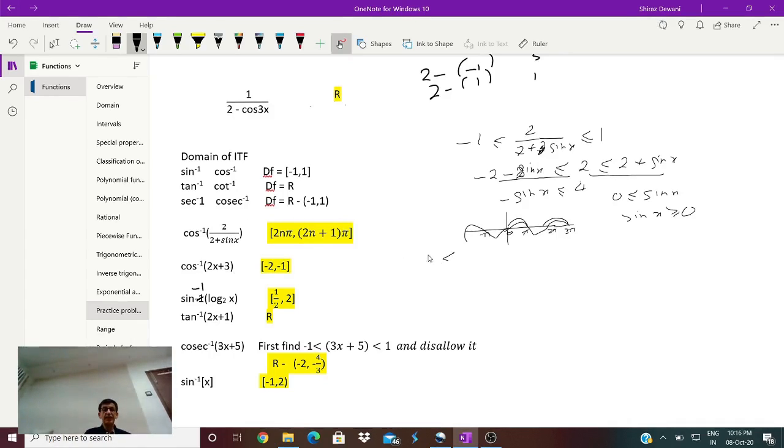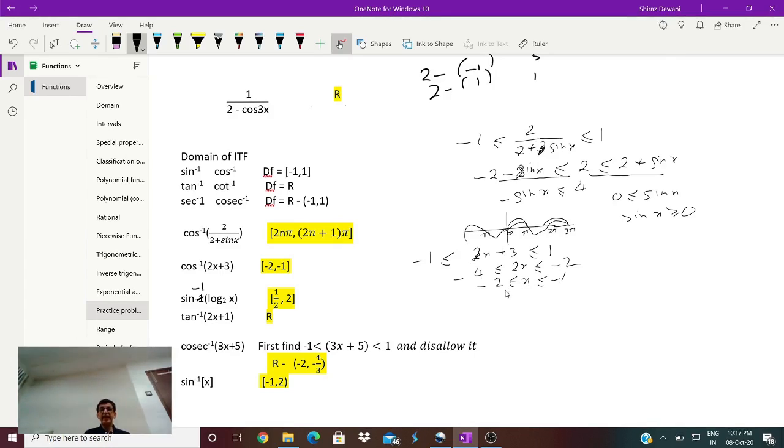Again you write -1 less than or equal to 2x plus 3, which is less than or equal to 1. So if you subtract 3 from both sides, -4 is less than or equal to 2x, which is less than or equal to -2, and then divide by 2, so -2.